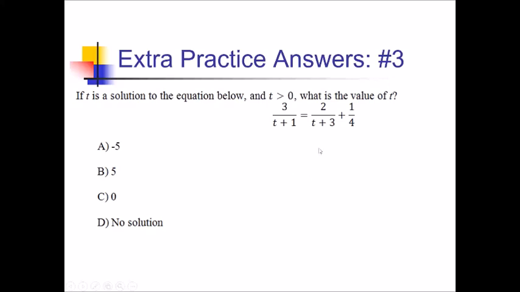On this problem, we're given this rational equation. We're told that t is a solution to the equation. t is positive, and we want to know the value. So right away, just looking at this multiple choice selection here, we can eliminate choice A because negative 5 is not greater than 0. We can also eliminate choice C. 0 is not greater than 0. So this is actually not so bad. It's either down to 5 or no solution.